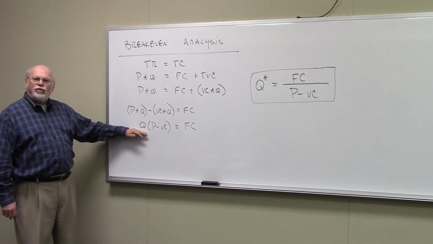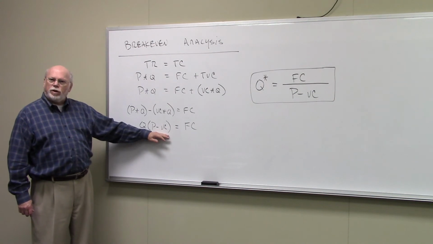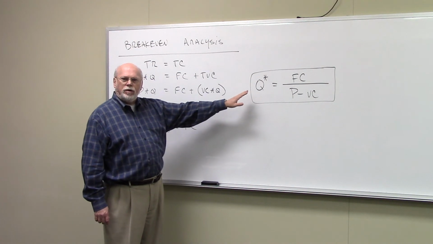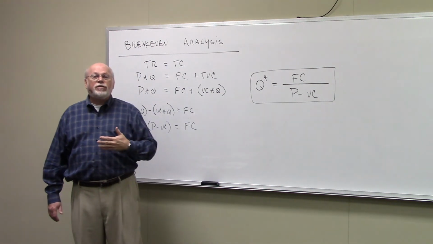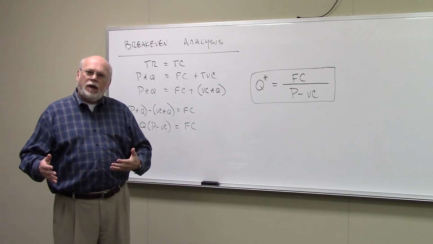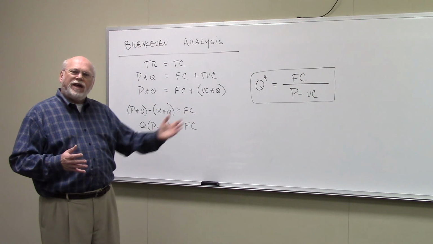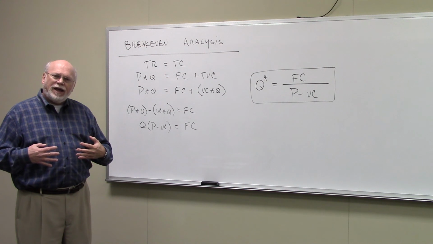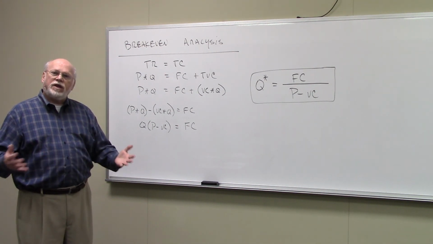I can then solve for Q by dividing both sides by price minus variable cost per unit. And that's how we come up with this formula right here, which is our break-even point formula. And it tells us the number of units we have to produce and sell in order to reach what we call operating break-even. We're going to talk about what operating break-even is in the next video, but this is how you derive the break-even point formula so that you can analyze the effects of employing more fixed costs or less fixed costs in your company.